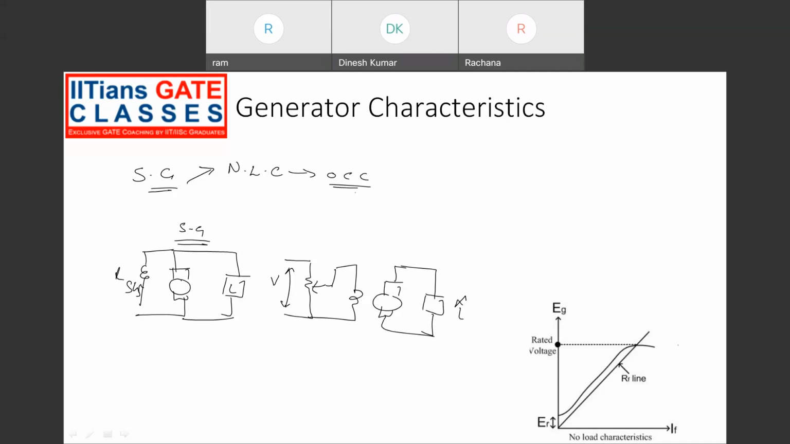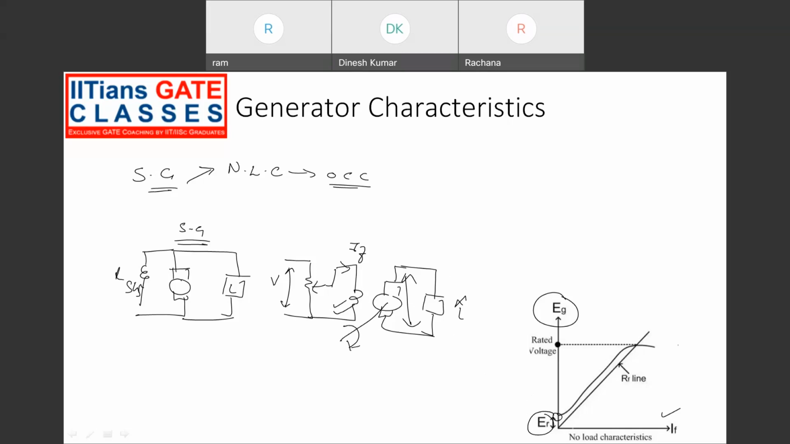Open circuit characteristics are drawn between the terminal voltage across the armature and the field current IF. Initially, when the field current is zero, there is some residual voltage. This is because even though the field current is zero, there will be some residual flux produced by the field winding, because of which there will be some induced EMF in the armature when the machine rotates. That voltage we call the residual voltage.